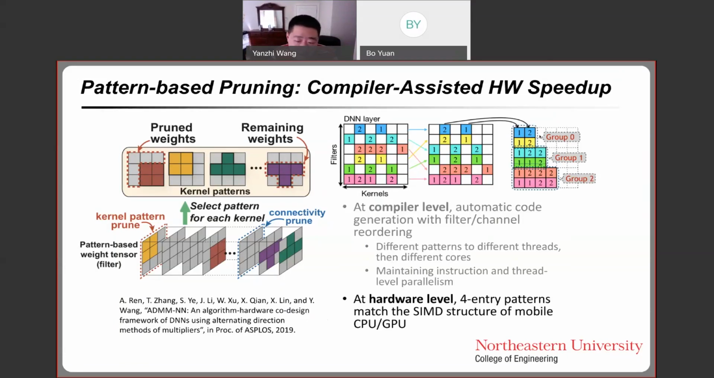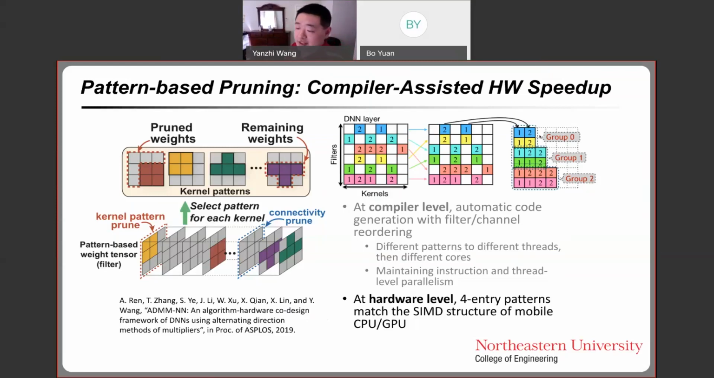Finally, why are we using the 4 input patterns? Because the 4 input patterns match the SIMD structure of the mobile CPU or GPU. One processor core can actually perform 4 computations at the same time. So if you are using the 3x3 kernels, it needs 3 clock cycles. But if you use 4 input patterns, then in 1 clock cycle, it can finish 1 pattern. So there can be an acceleration of 3 times. Or in other words, the acceleration can even be larger compared with the computation reduction.